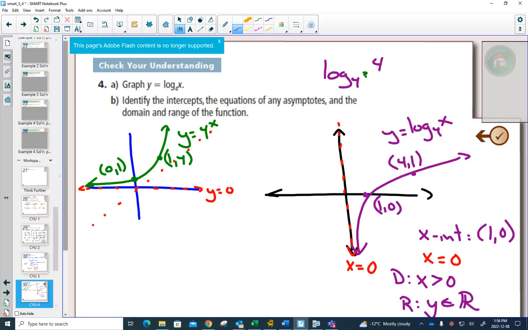We are going to do our complete transformations unit with log graphs too. So you have to know what the basic log graph looks like. We'll do a couple more.